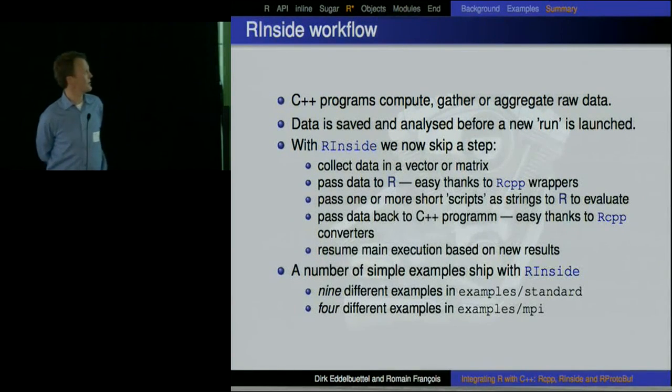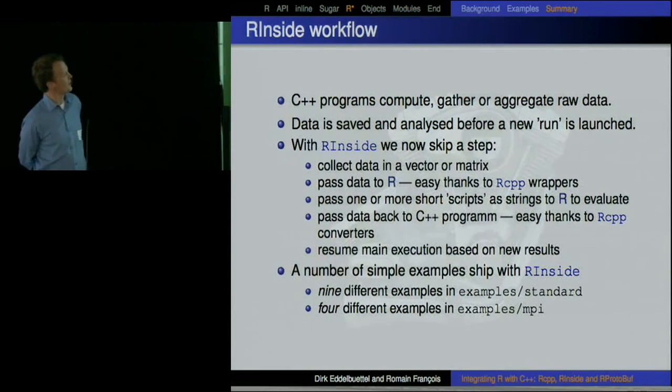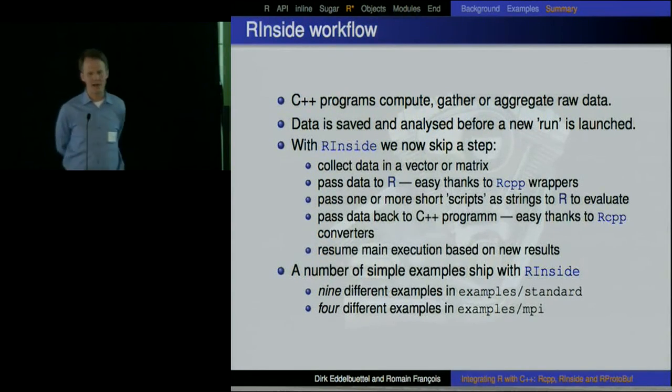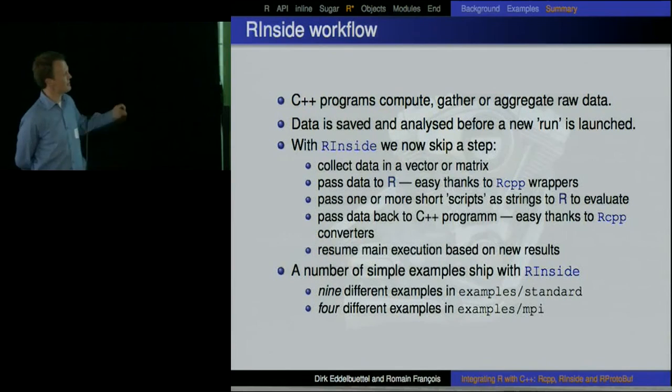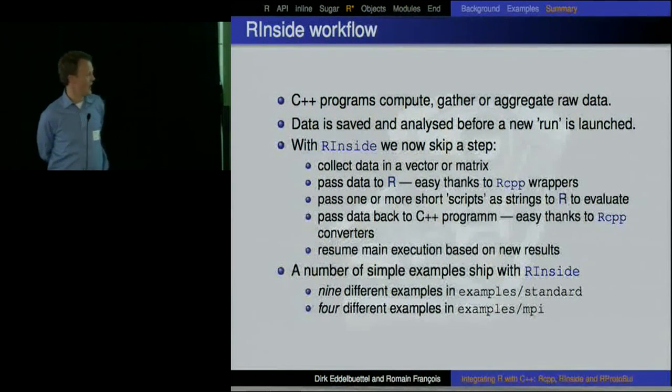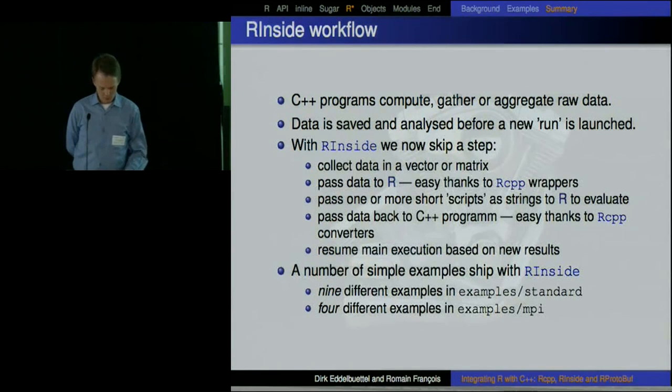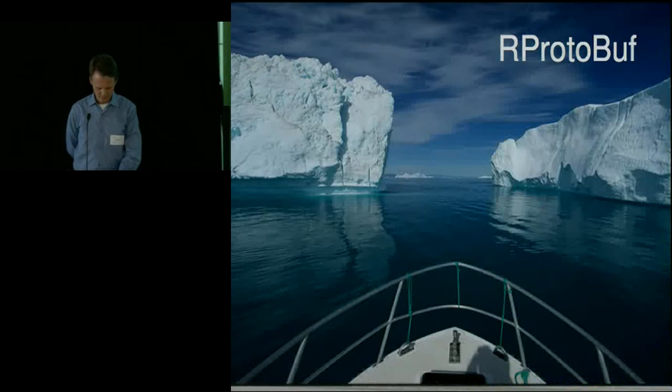We just collect our data. In the beginning, I was just using STL vectors to approximate matrices because I had nothing better with little time. We can send those to R very easily thanks to the Rcpp wrappers, as and wrap and all that. Have short, simple R expressions. Maybe they load another package. Maybe they source another file. You have it encoded somewhere. Evaluate and get the results back, and it just works like that. We shipped 9 examples in the standard subdirectory of examples, and 4, sort of 2 by 2, for MPI. So that's a really short run through for R.